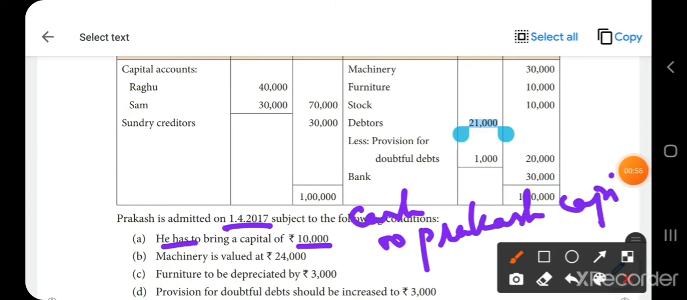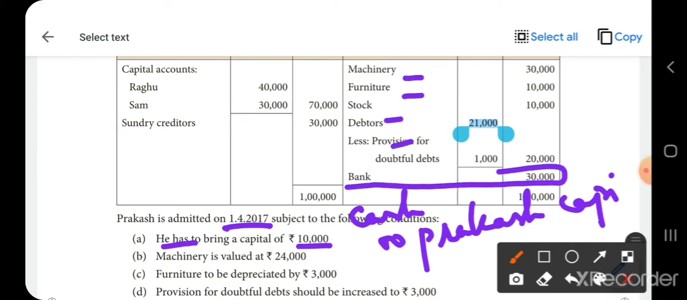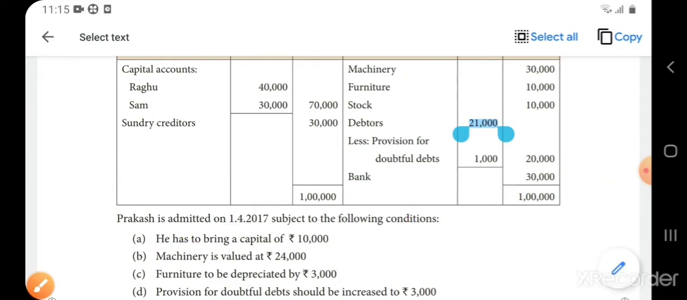Now here in this case, in your balance sheet there is no cash. Okay, only the bank is given. So that means it is assumed that the amount the partner brings in is through the bank. He has dealt the transaction through the bank. So instead of cash you will write here bank. Okay, understood? Bank account debtor to Prakash capital account 10,000.